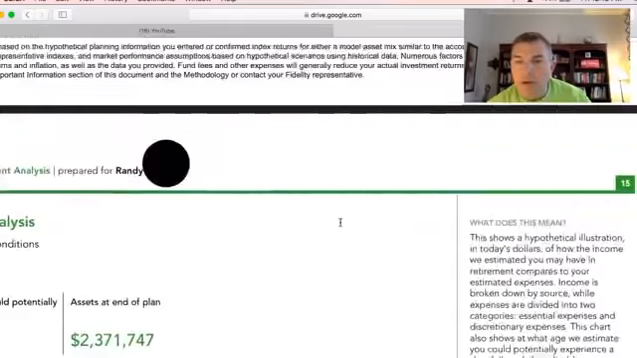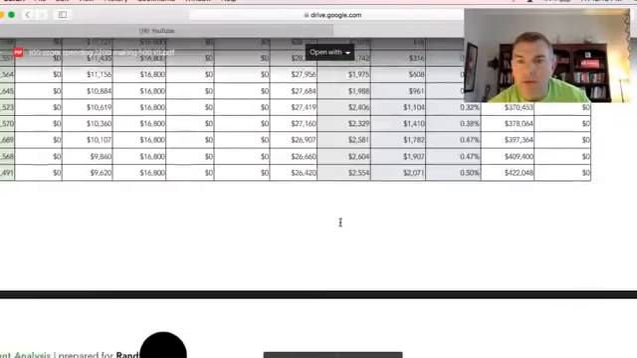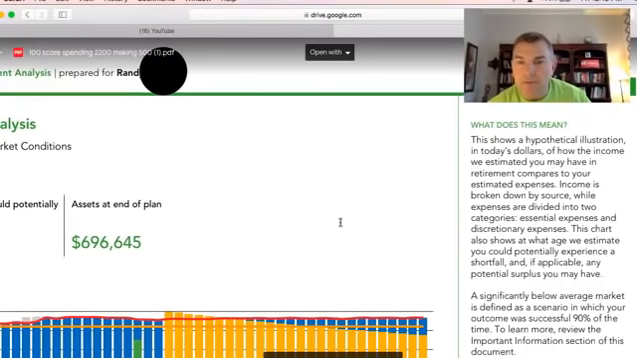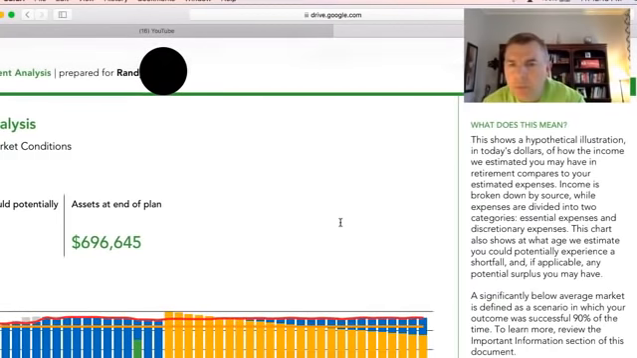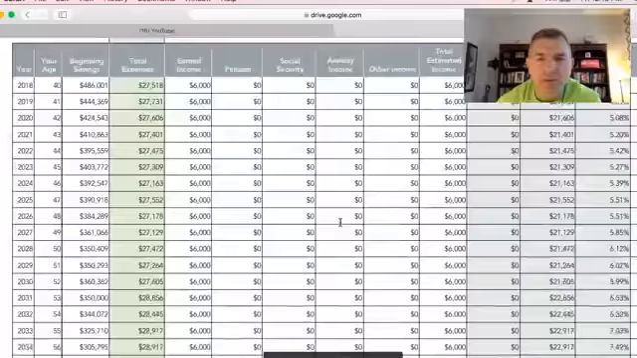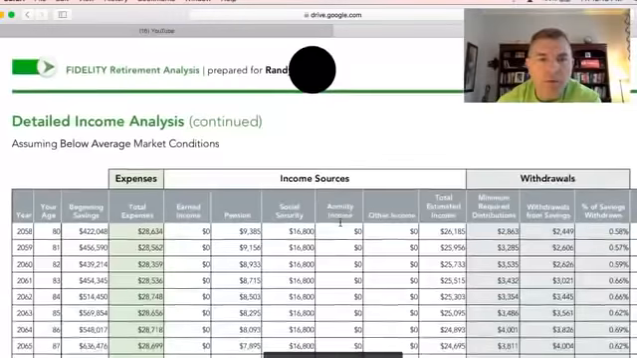Okay, gotcha. I didn't realize they had it right there. So let's go back. I want to see what it says for significantly. A significantly below average market condition is defined as a scenario in which your outcome was successful 90% of the time. Okay. Gotcha. So that's, I hate to say worst case scenario, but that's based like a Monte Carlo. 95% of the probabilities you had money left, and that's significantly below average. That still doesn't tell us what the market conditions were, but we'll find out.